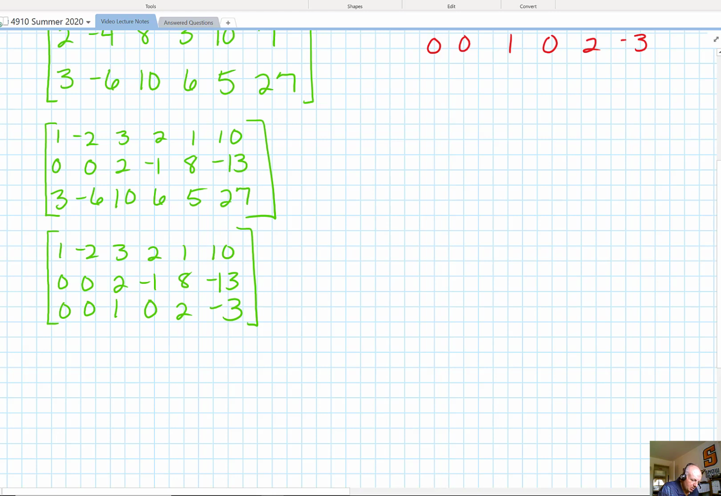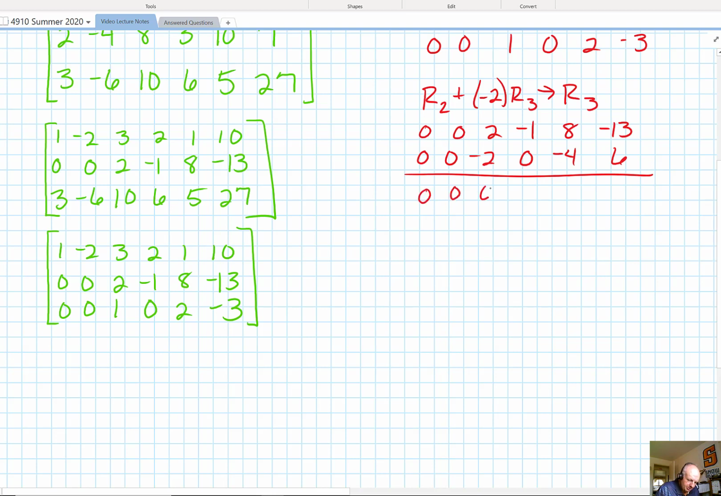So to do that, we're going to take row 2 as is, but we'll add to that -2 times row 3, and we will replace row 3. So row 2 is 0, 0, 2, -1, 8, -13. -2 times row 3 is 0, 0, -2, 0, -4, and 6. And so we get 0, 0, 0, -1, 4, and -7 as our new row 3.